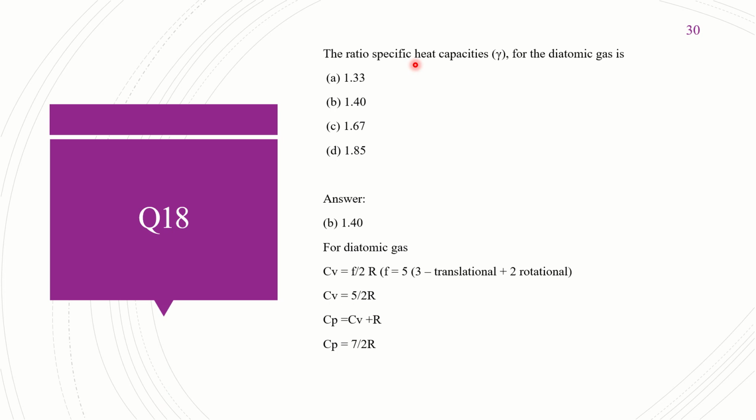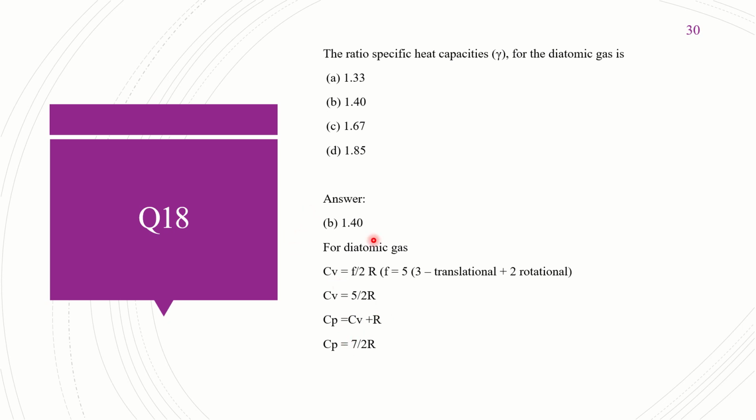for 1 mole of gas at a constant volume. We saw that Cv is nothing but F by 2 of R. For the diatomic gas, we have degrees of freedom F as 5, which includes the 3 translational degrees of freedom plus 2 rotational degrees of freedom. On substituting that, we get Cv is equal to 5 by 2 R and Cp is equal to 5 by 2 R plus R.